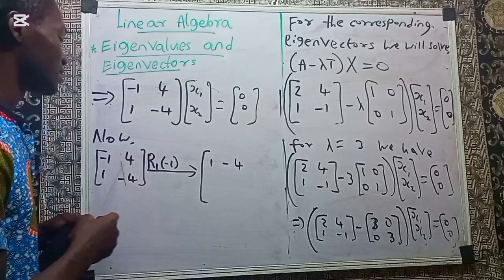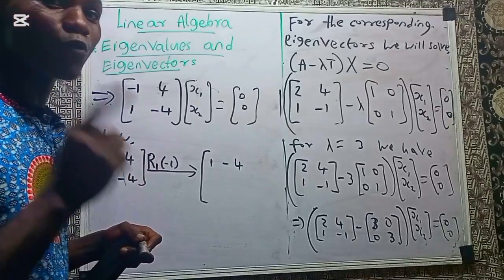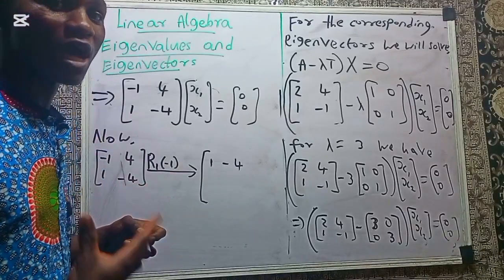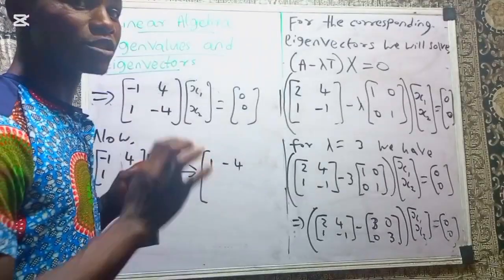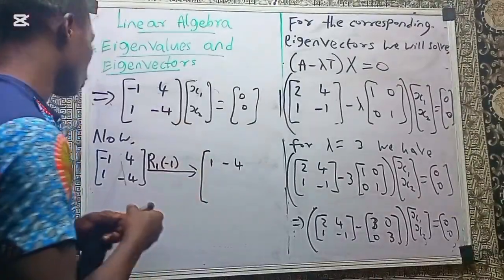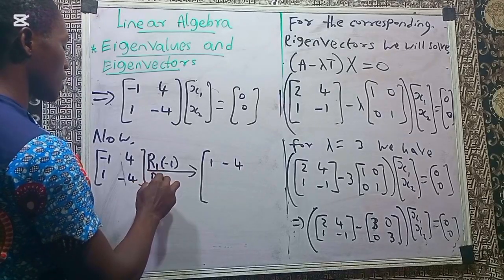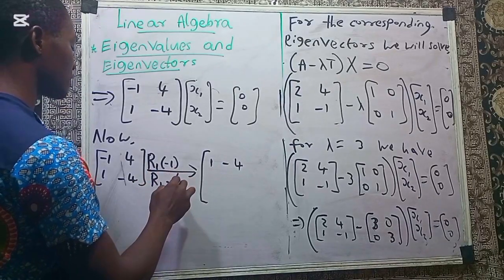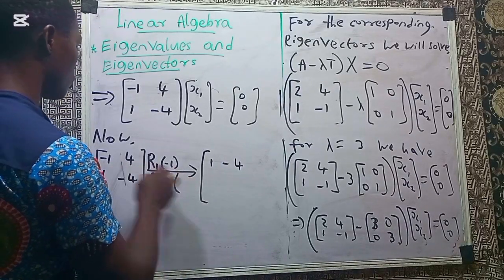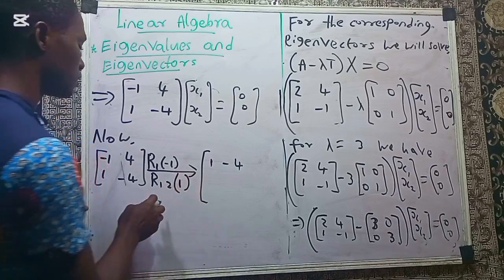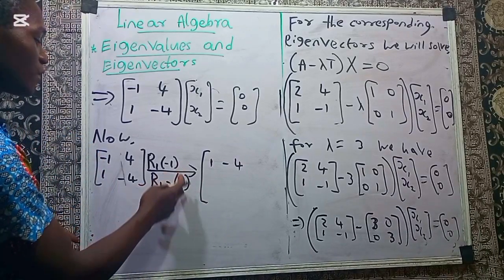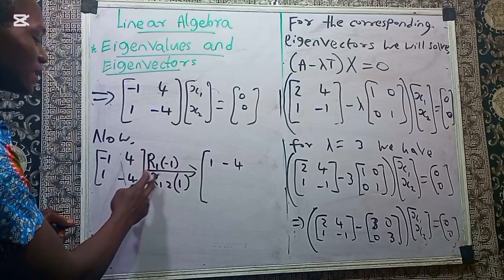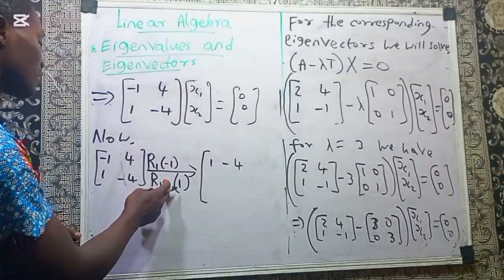So I'm going to multiply row 1 by positive 1. Why am I multiplying it by positive 1? Because I don't want it to change. I want it to be the same thing, so that I can add it to row 2. This thing I wrote is row 1 multiplied by positive 1. I'm using positive 1 to multiply row 1, and I'm adding the result to what? Row 2. That's the meaning of this thing I wrote.